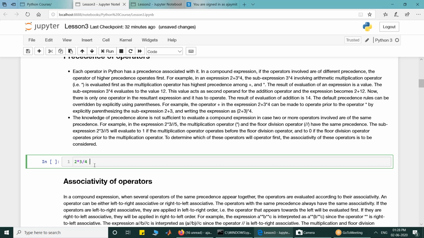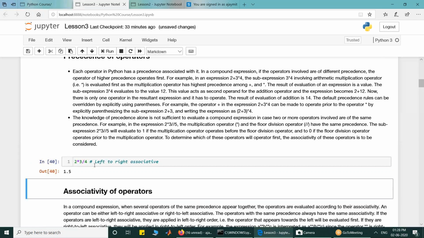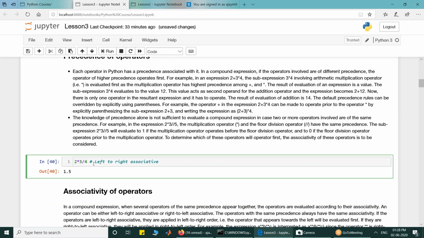In this case, the multiplication and division operators are left to right associative. So they will be evaluated from left to right. So this will be 2 into 3 first, which comes out to be 6, and then it is divided by 4. That's why it comes out to be 1.5. But this is not always the rule. Always we will not evaluate left to right.